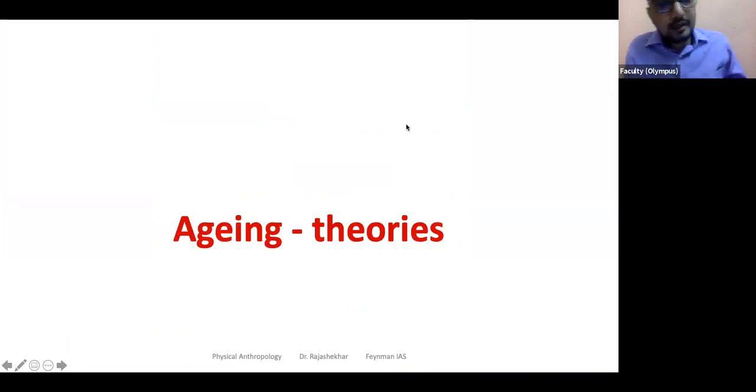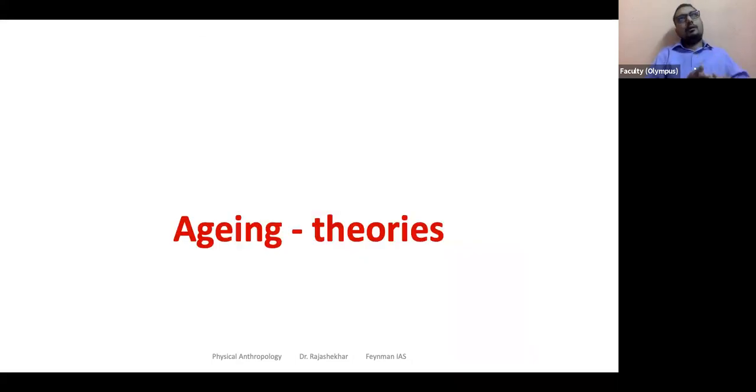Now we'll move on to the aging theories. Because we finished talking about chronological versus biological aging, we are in the third part of unit 10. We finished stages of growth, we finished factors affecting growth in the second part, and the third part is aging and senescence. We talked about the difference between aging and senescence, and we also talked partly about the fourth part, biological and chronological longevity or aging. Now we are going to talk about aging theories and observations.